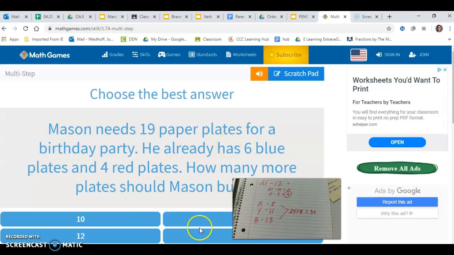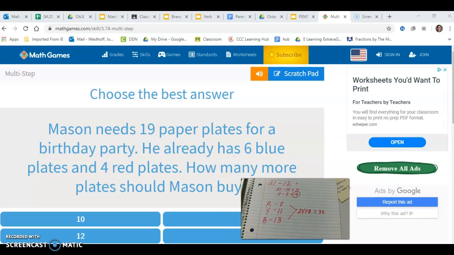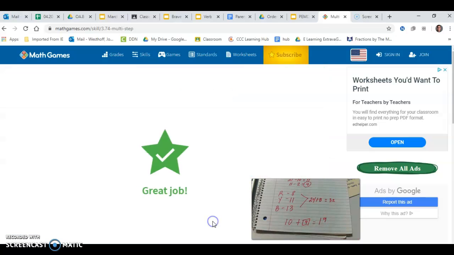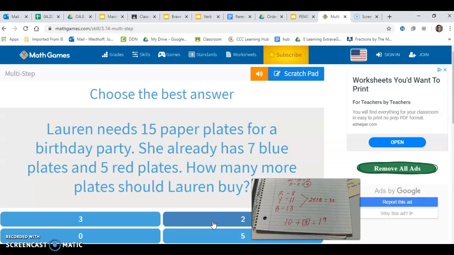Alright, I want you to pause it quick and solve this one on your own. Alright, Mr. Westhoff is going to choose to count up. Mason needs 19 paper plates, so that's my answer at the end. He has 6 and 4. 6 plus 4 is 10. So 10 plus something is 19. Well, I know 10 plus 9 is 19. 9 is one of my answers. Okay.